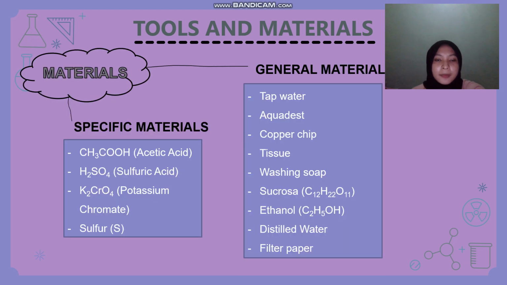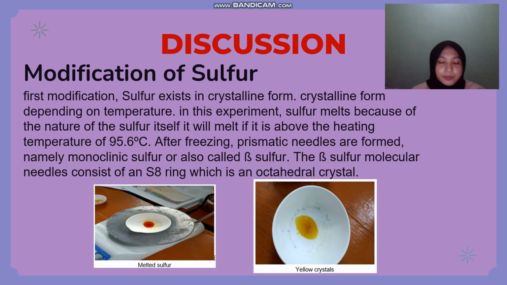Materials. Specific materials: acetic acid, sulfuric acid, potassium chromate, sulfur. General materials: tap water, aqueous, copper chip, tissue, washing soap, sucrose, ethanol, distilled water, and filter paper.